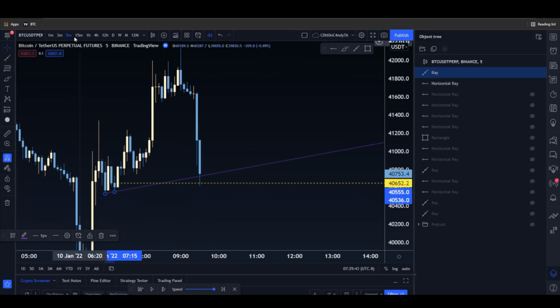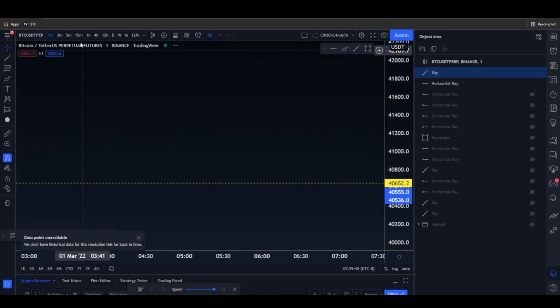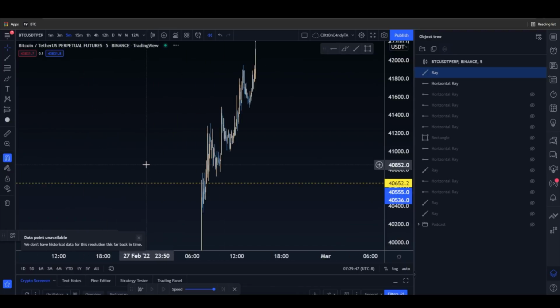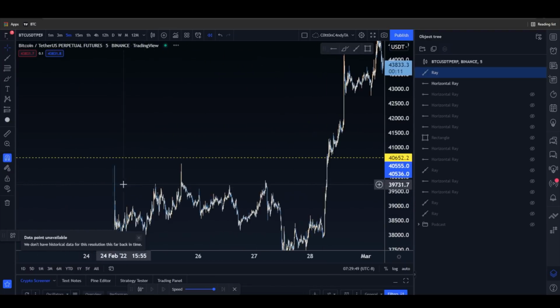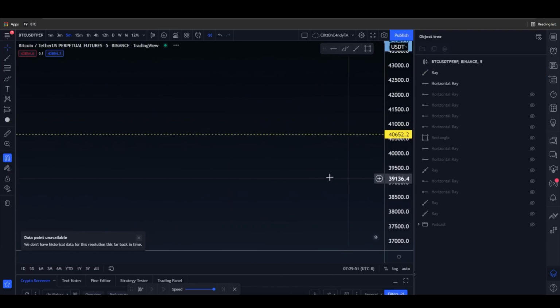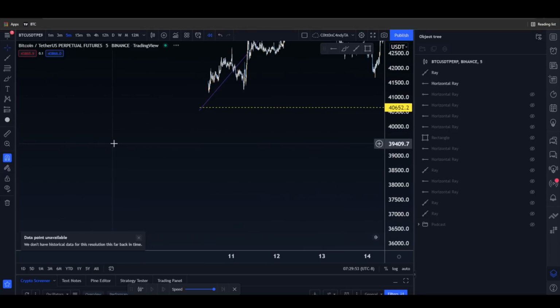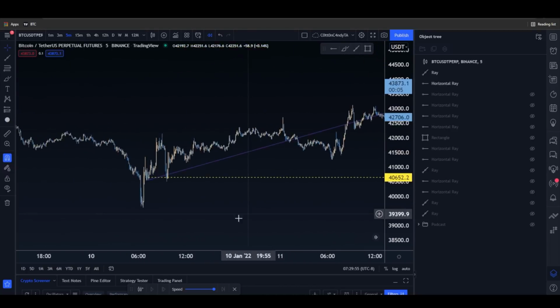Hits the hold level, can regain trend. We have a 1 minute, data point's not available. Well, okay, so we're gonna have to not use 1 minute candles and remember that. Now we've got to go find this mark again. That wasn't too bad. Pretty easy peasy.